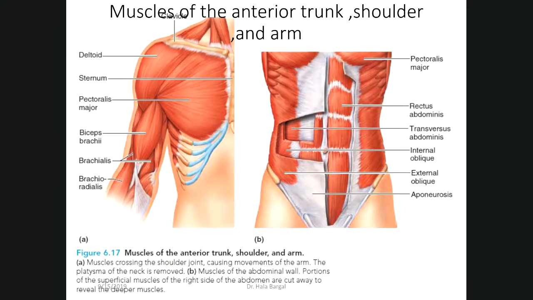Then here is the deltoid muscle. This is the triangular muscle. It has a very wide origin, as you see, from the clavicle, from the acromion process, from the spine of the scapula, then inserted in the deltoid tuberosity. Right?